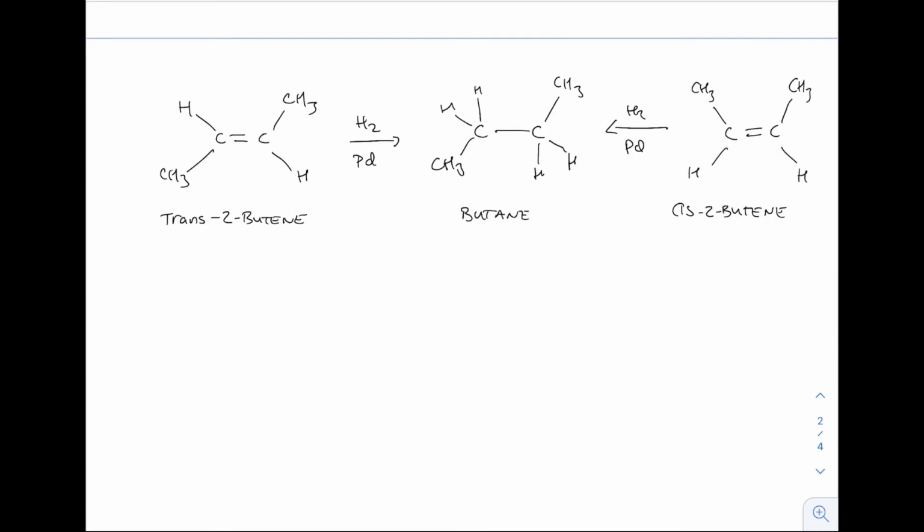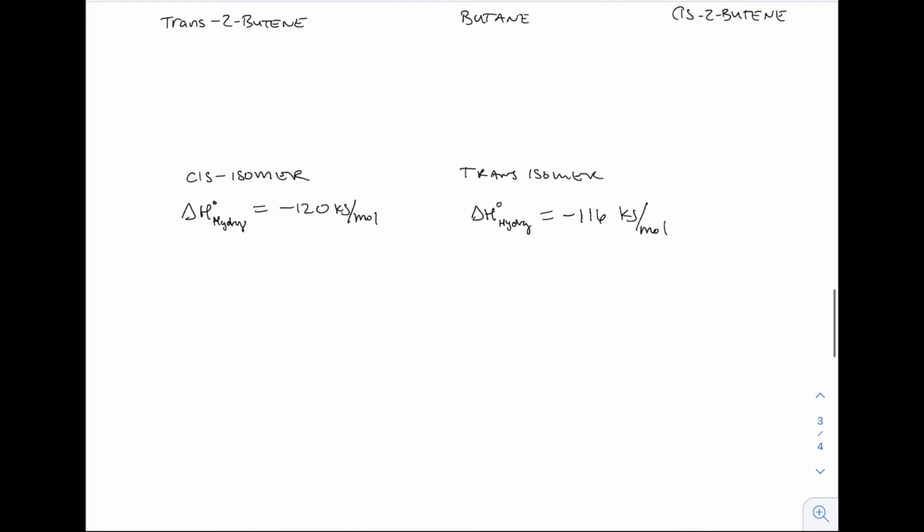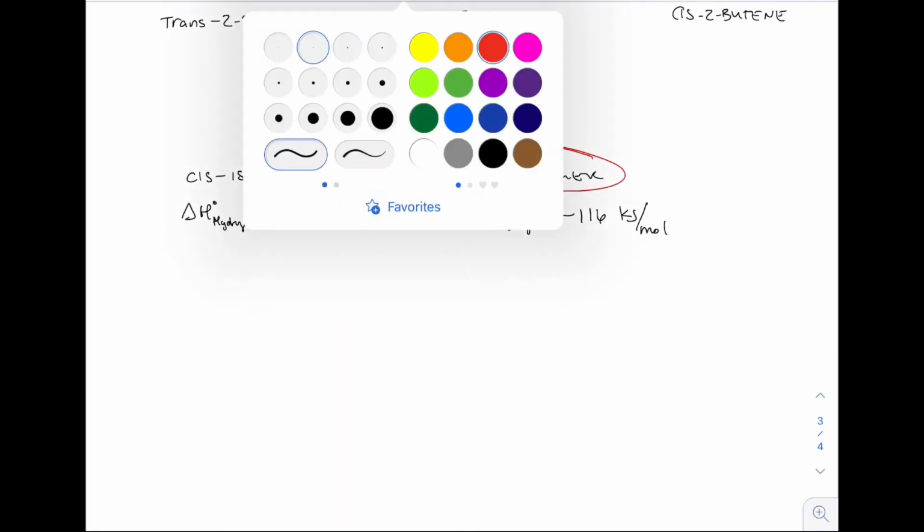So hopefully you remember them, but you can look at heats of hydrogenation, for example. We can find out how much energy is released or put into the system in a reaction. In this case, the heat of hydrogenation for the cis isomer is minus 120 kilojoules per mole. Remember, that means we're releasing energy, right? Because it's negative. And for the trans isomer, we have a heat of hydrogenation of minus 116 kilojoules per mole. Okay, so since that energy value is lower, that means that the trans isomer was more stable in the beginning.